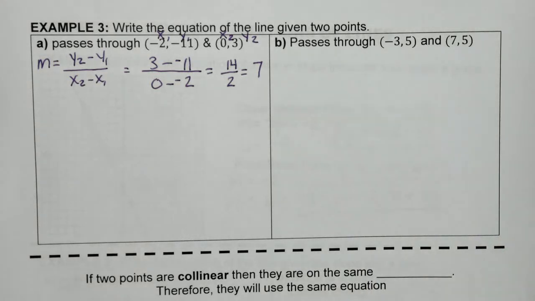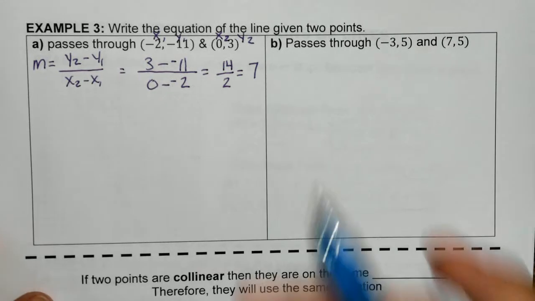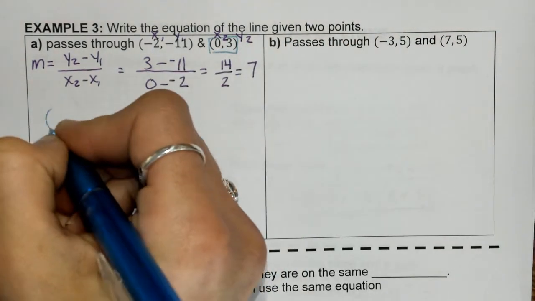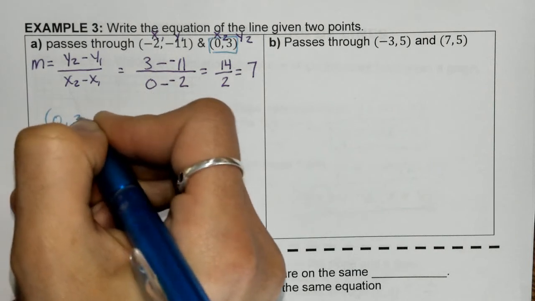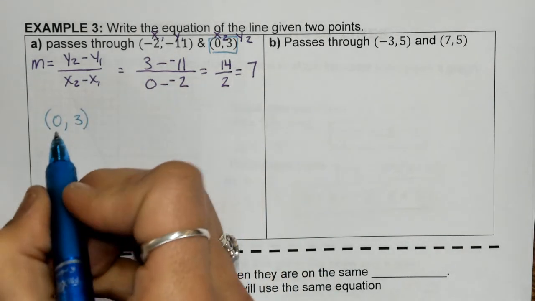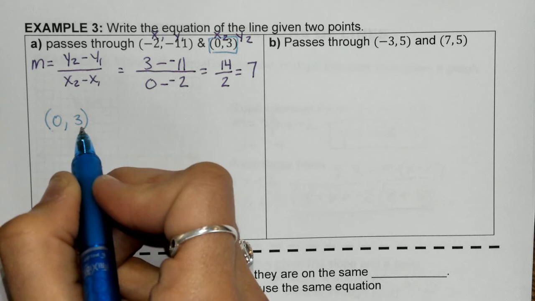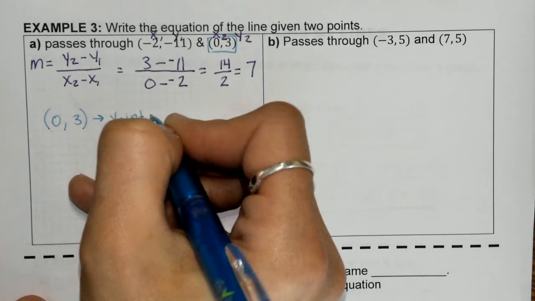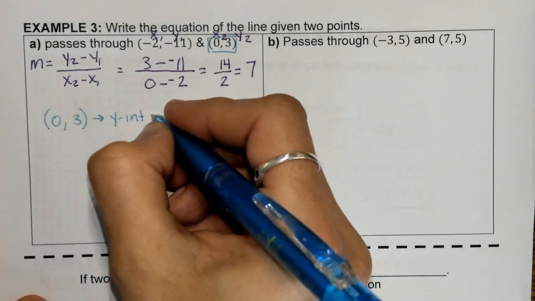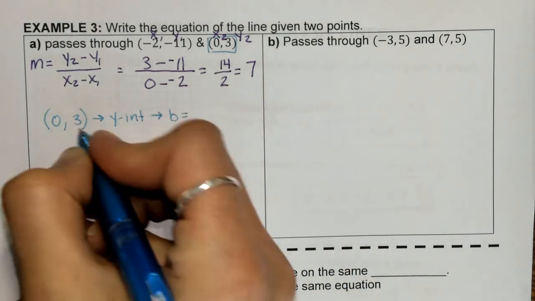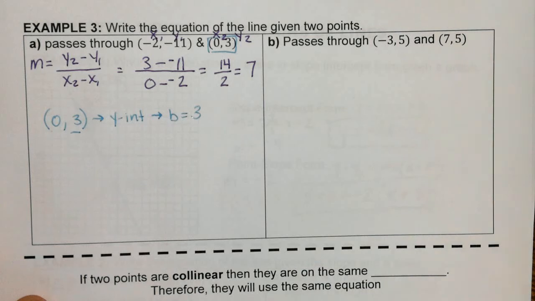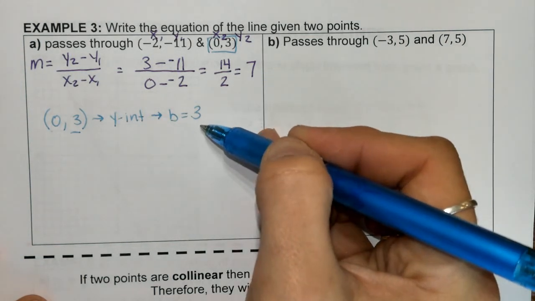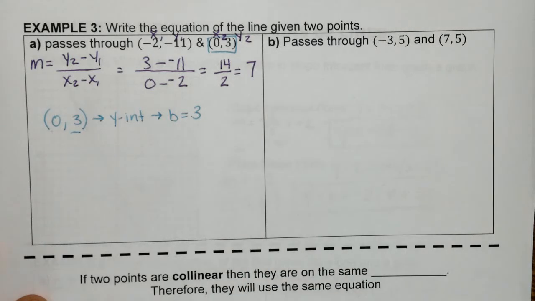We have to figure out what b is. What I want you to take a look at is right here, where we have our coordinates 0, 3. Wherever x is 0, that y coordinate is our y-intercept. Okay? So our y-intercept b is just going to be that 3. So we have our slope and we have our intercept, so we have slope-intercept form.